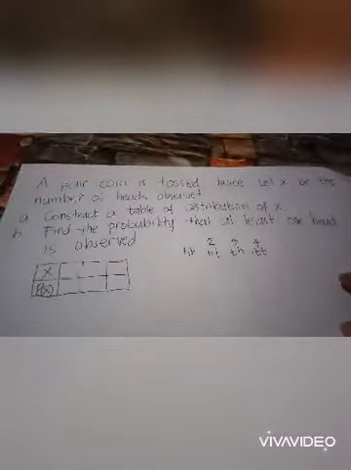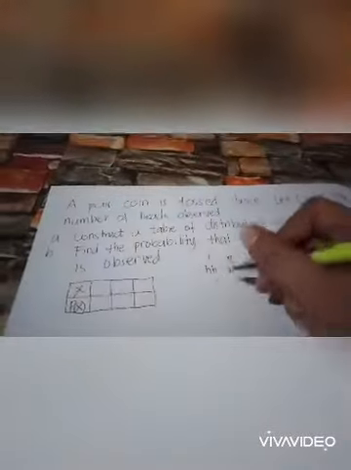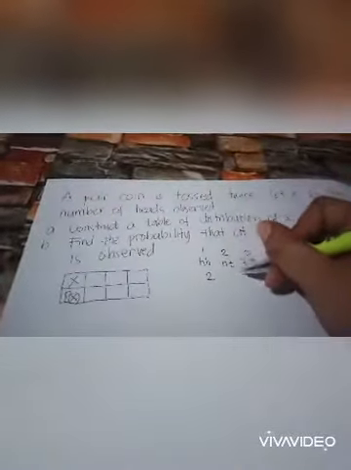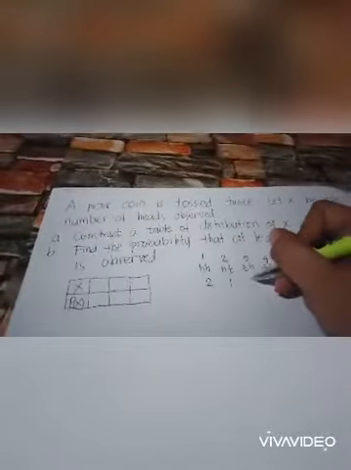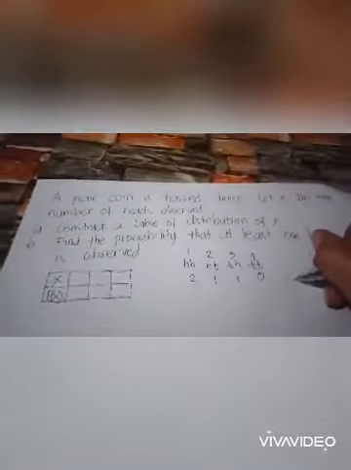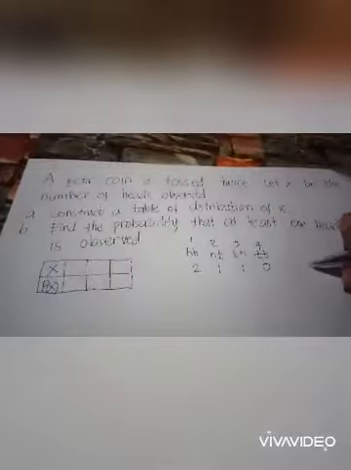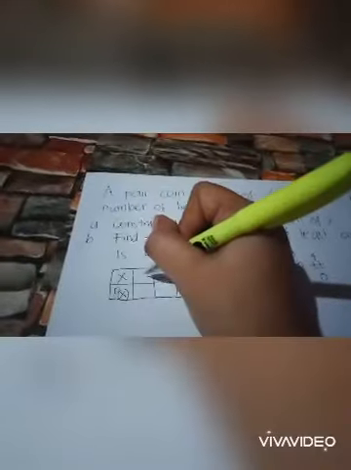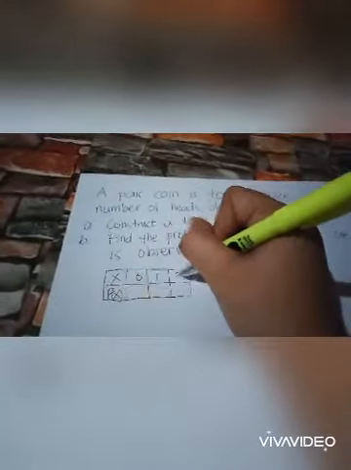So what are the values of x? Take note, x is the number of heads observed. So in the first try, how many heads are observed? There are two. How about in the second try? One. Third try, one. And in the fourth try, none. So you have to write 0. So we can conclude that the number of heads observed, or the values of x, are 0, 1, and 2. So these values should be written on the table here, 0, 1, and 2.